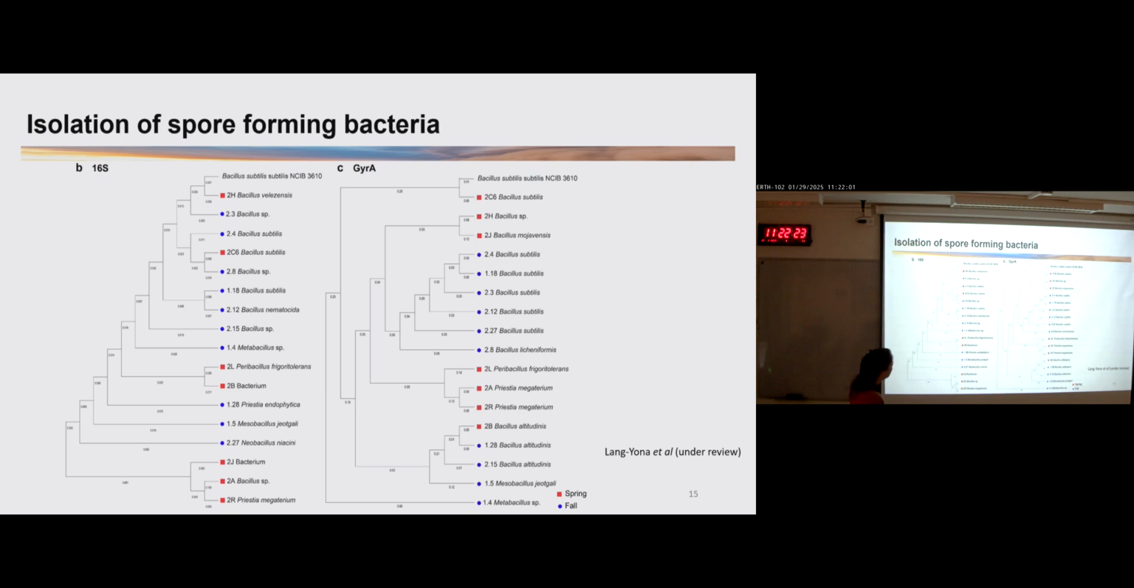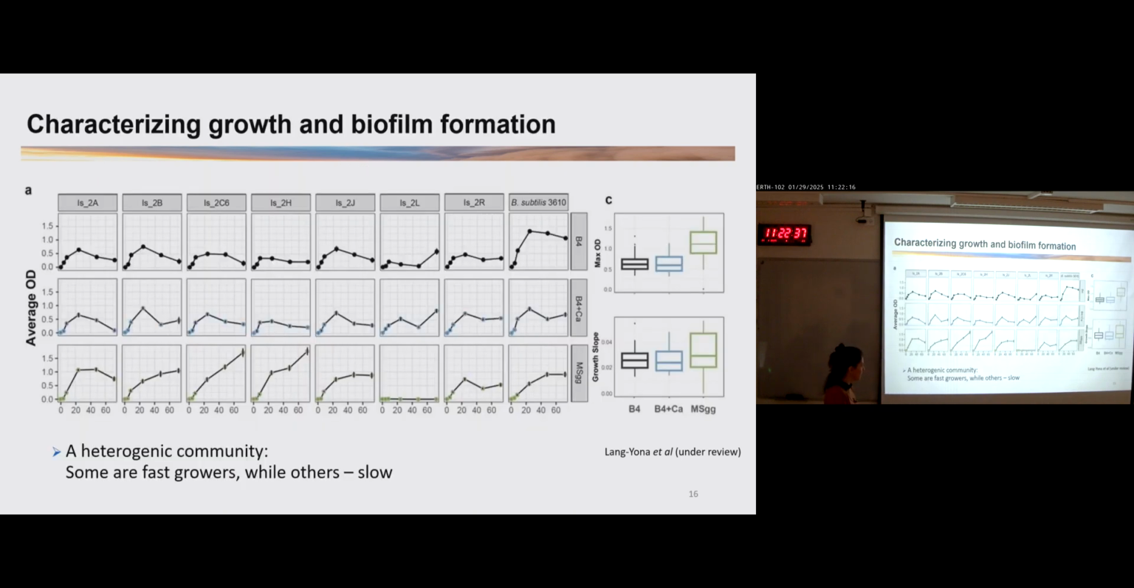And you can see in blue are samples taken in the fall time. In red are samples taken in the springtime. So we had two different seasons. In both of them, very rich community composition of Bacilluses.